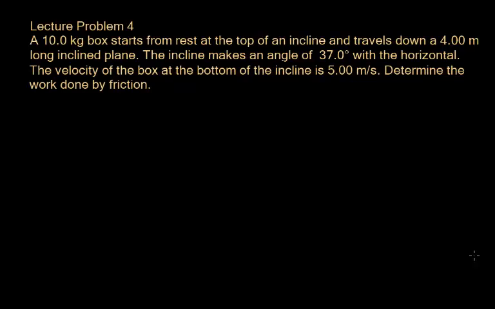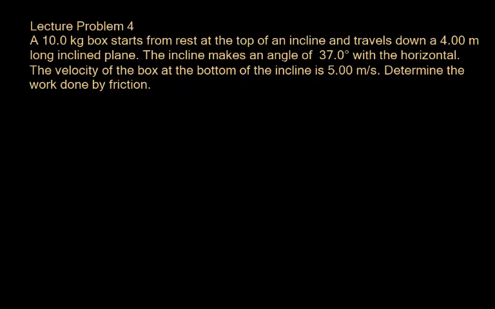Lecture problem 4. A 10.0 kilogram box starts from rest at the top of an incline and travels down a 4.00 meter long inclined plane. The incline makes an angle of 37.0 degrees with the horizontal. The velocity of the box at the bottom of the incline is 5.00 meters per second. Determine the work done by friction.